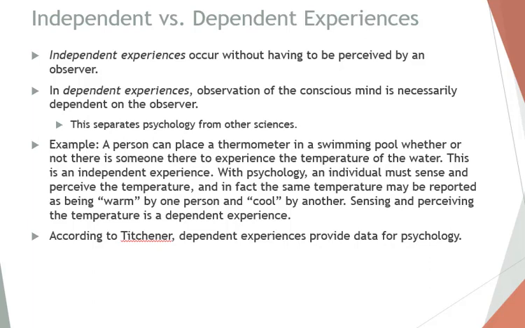The water is 86 degrees. That is an independent experience. It doesn't have to be observed to be 86 degrees. It is 86 degrees. That is an objective fact. Nobody being scientifically accurate and scientifically honest can tell you that it's not 86 degrees if it is 86 degrees. Dependent experience, on the other hand, is something that requires somebody else to experience it in order for it to matter. Something is warm. If I say it's warm, that's not an objective fact.